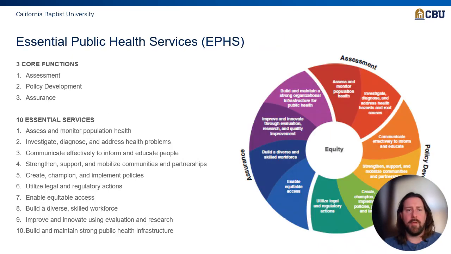So let's talk about the essential public health services. Many of you have probably seen this graphic before. Essentially, with equity in the middle, helping guide all of our work in public health. We have these different activities. There's 3 core functions, which I apologize, my head might be in the way here. Let's see if I can move up. No, just kidding. But there's assessment, policy development, and assurance, and these are broken into 10 essential services within those 3 core functions.